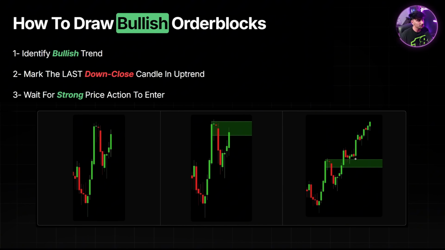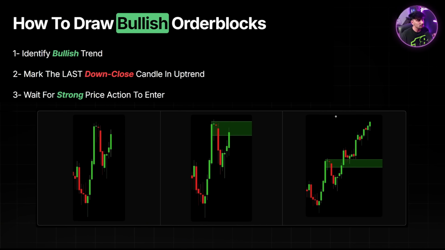least a 2R multiple. If you don't understand risk management, I made a full video on risk management last week that you can check out after this video. However, we would need at least a 2R multiple, meaning if we're risking $100 for this order block to break, we would need to make at least $200. And as we can see, this trade moved up extremely nicely.